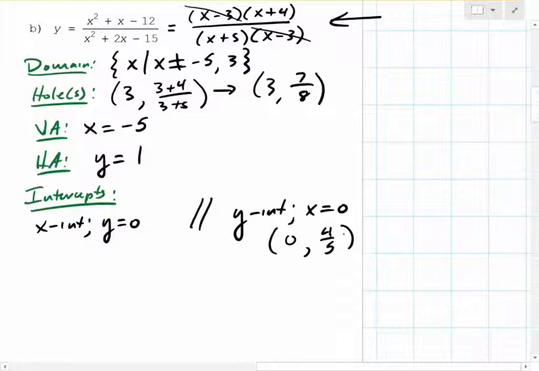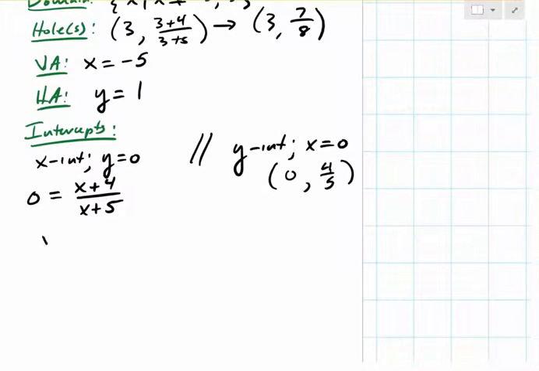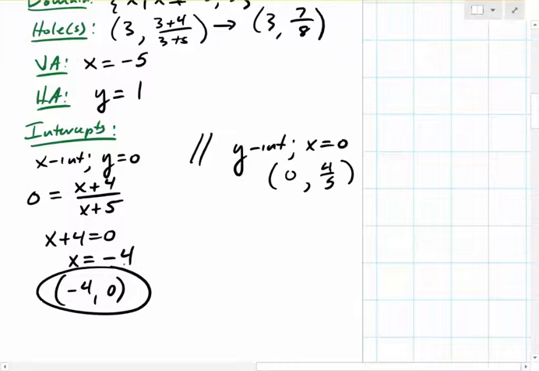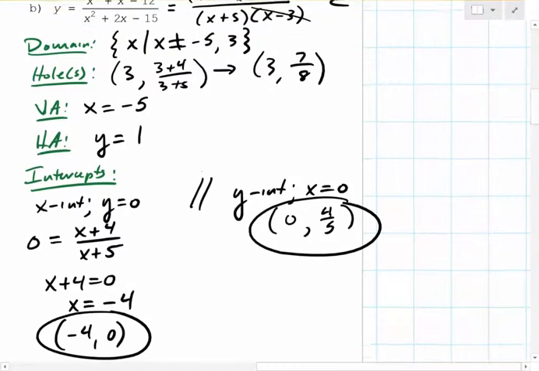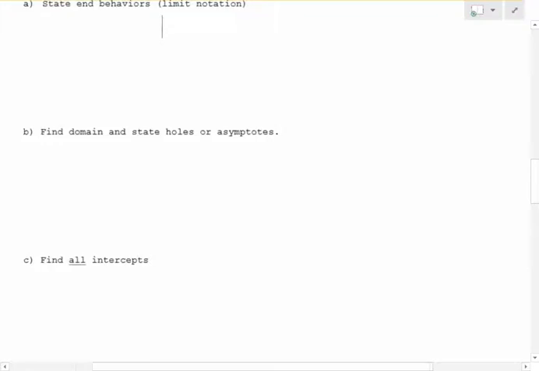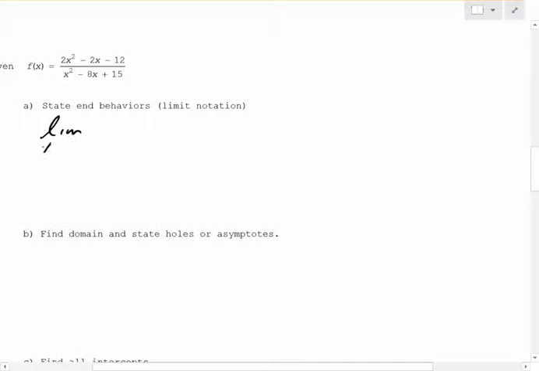What about the x-intercept? That's fun. It's 0 equals this. How do you make a fraction equal 0? Numerator. So x plus 4 has to be what? X plus 4 is 0, so x is equal to? So that's negative 4 comma 0. There are your two intercepts. Now, is that a lot of information about this? Yeah, so what you would do next is theoretically put it together and draw me a pretty picture. As limits, so that's the limit as x goes to infinity and the limit as x goes to?